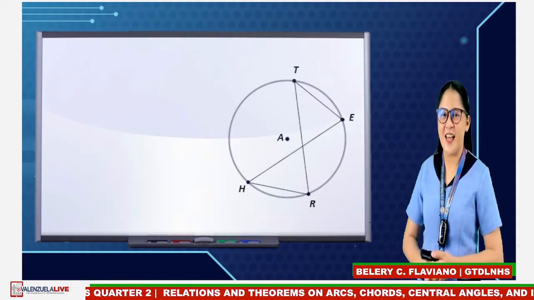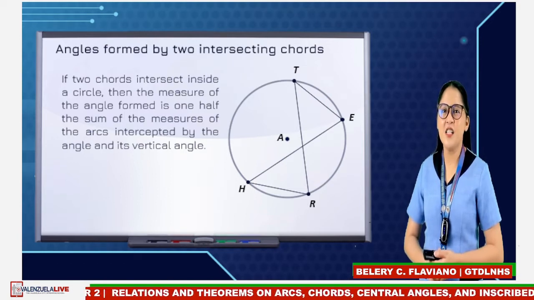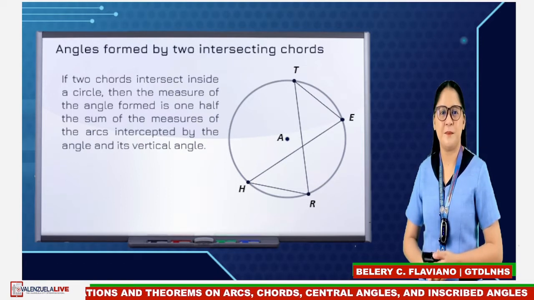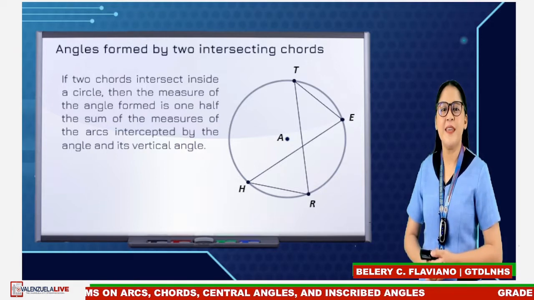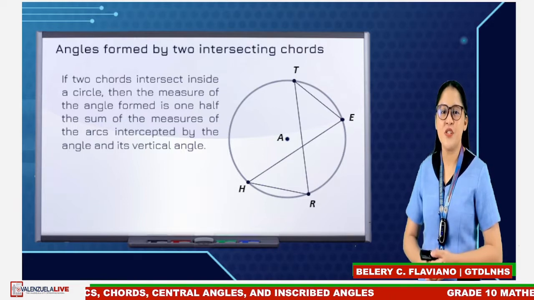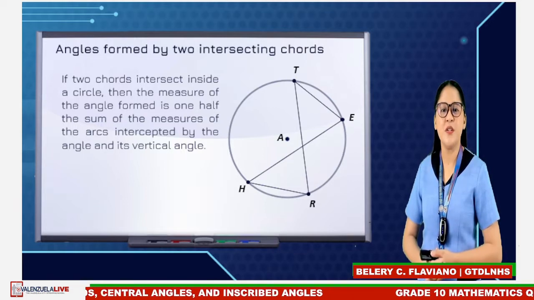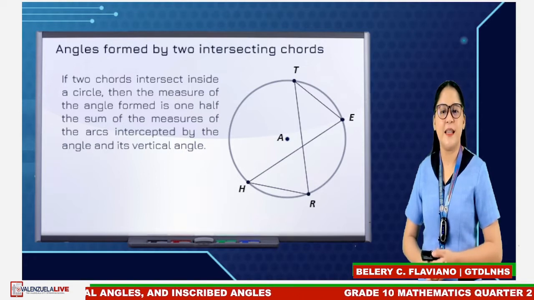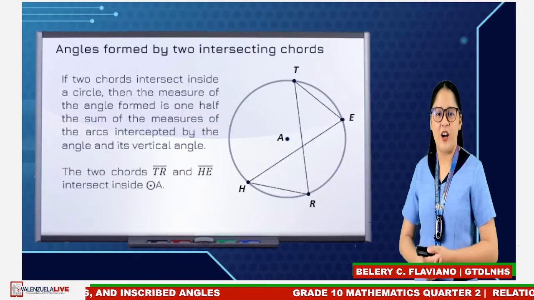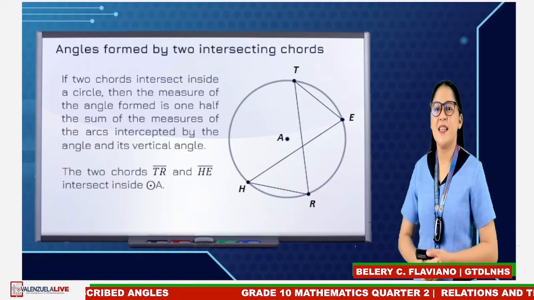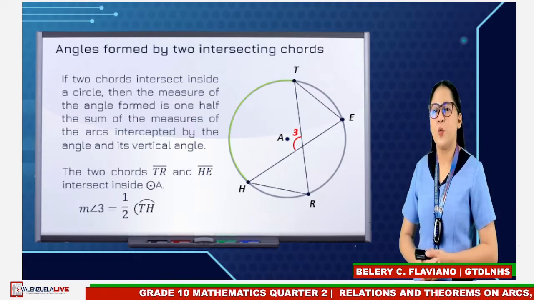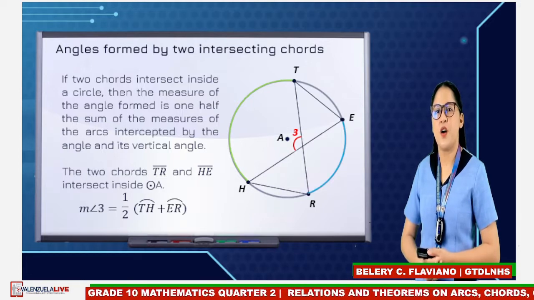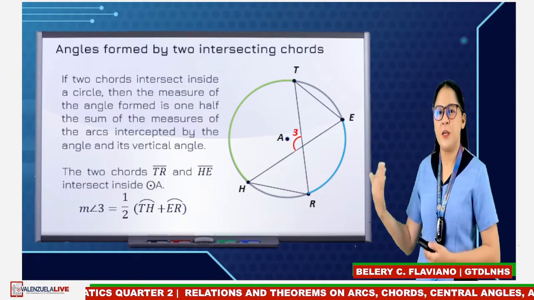Another concept that we will discuss is about the angles formed by two intersecting chords. If two chords intersect inside a circle, then the measure of the angle formed is 1/2 the sum of the measures of the arcs intersected by the angle and its vertical angle. The two chords TR and HE intersect inside circle A. The measure of angle 3 is equal to 1/2 the sum of the measures of arc TH and arc ER. Now let us go deeper with this topic.